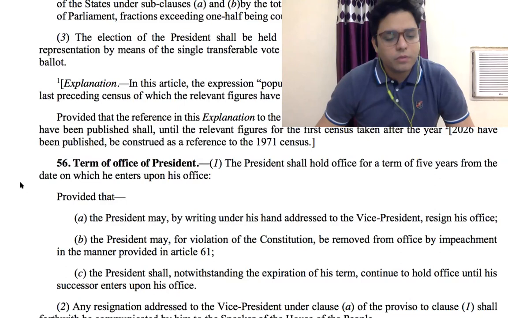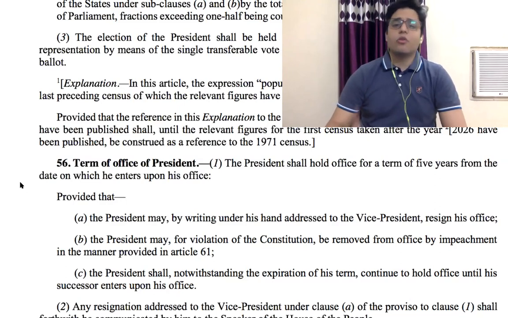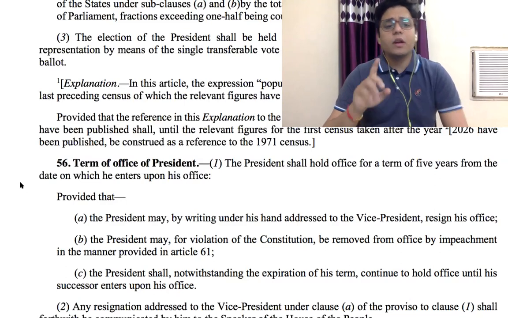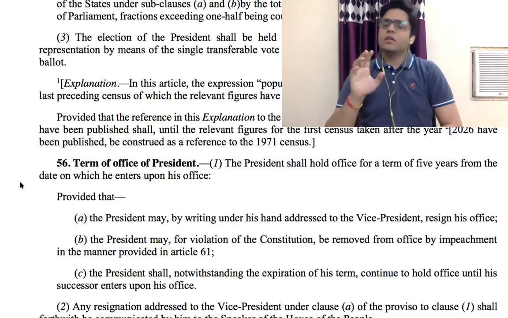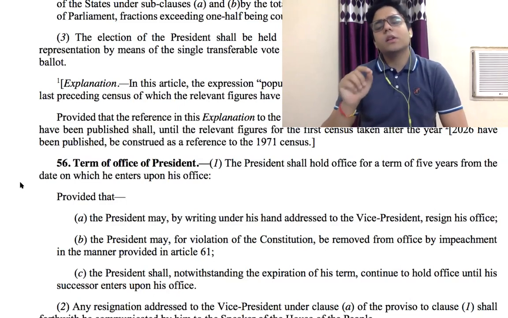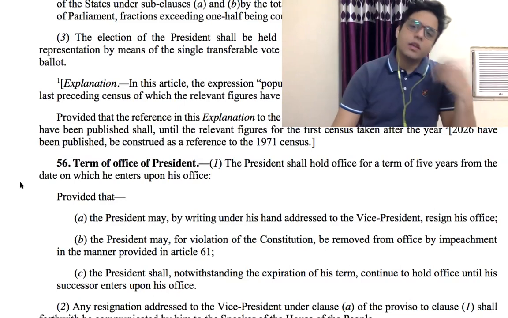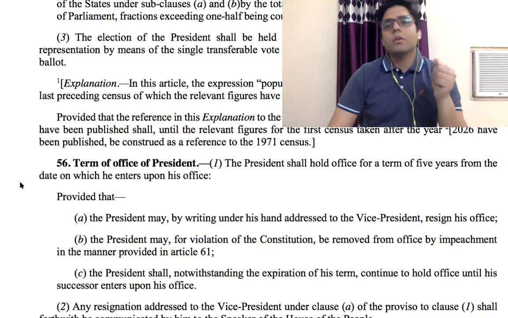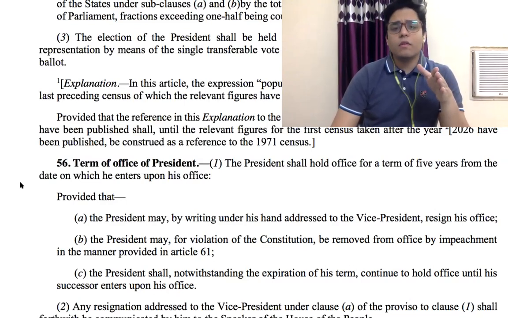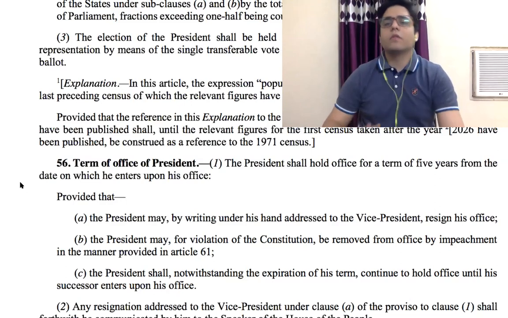Clause (c): the president shall, notwithstanding the expiration of his term, continue to hold office until his successor enters upon his office. Very simple rule: even though the term of 5 years of the president has expired, if no successor has been appointed till now, he will continue in his office until the successor comes and takes over the office.